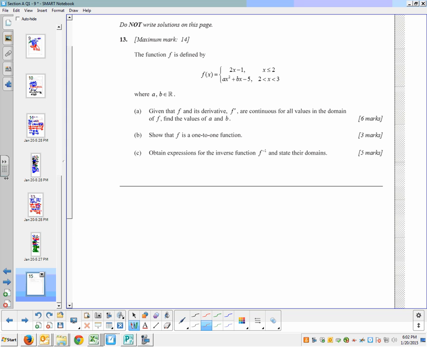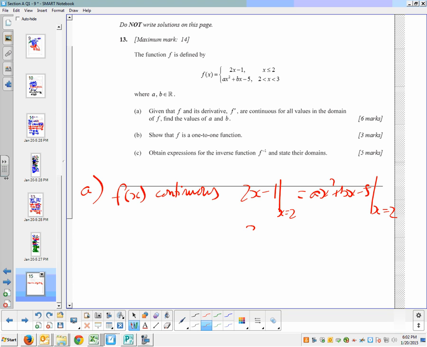So the last little bit, part A. Given that f and its derivative f dashed are continuous for all values in the domain of f, find the values for a and b. If f is continuous, that merely implies that 2x minus 1 evaluated at x equals 2 is equal to ax squared plus bx minus 5 evaluated at x equals 2. We can be more formal about that, but I don't think there's any need to.